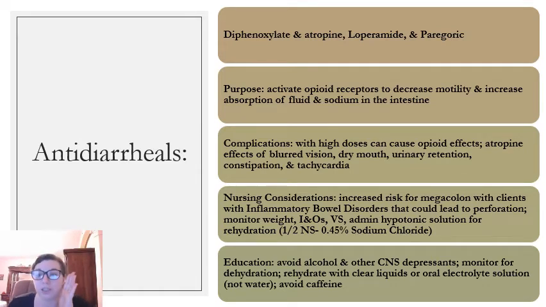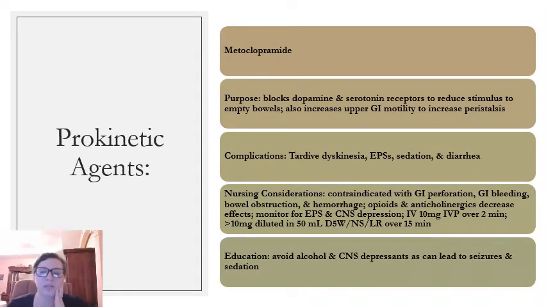All right, next group are the prokinetic agents, or agent, which is metoclopramide. These block dopamine and serotonin receptors to reduce the stimulus to empty the bowels, and also increase upper GI motility to increase peristalsis. So this means that they are trying to prevent them from going as often, but still want to keep it going.